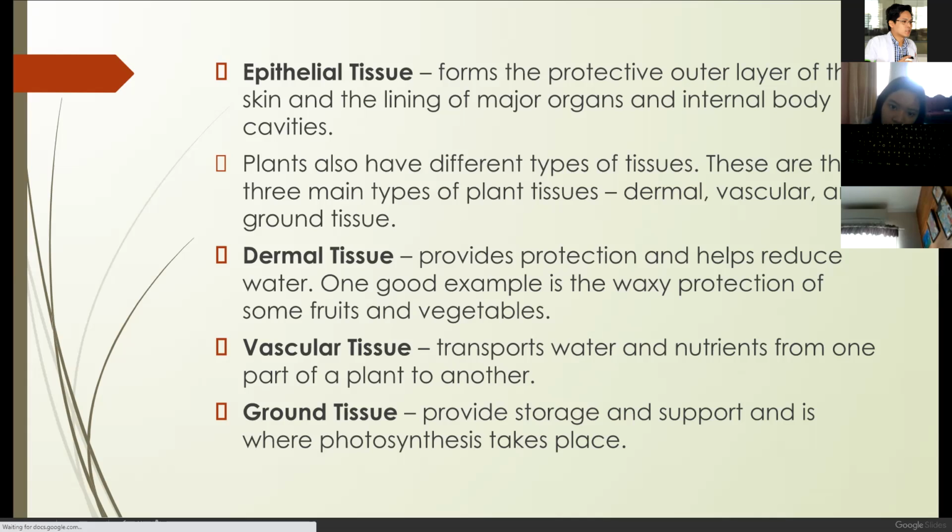Let's move now to vascular tissue. You see, vascular, vaso, means a path, a tube. It is a tube that transports water and nutrients from one part of the plant to another. This is another type of tissue which transports water and nutrients. If it is a vascular plant, it contains vascular tissues, to transport water and other nutrients in and out.